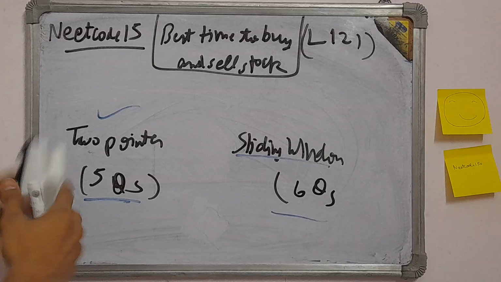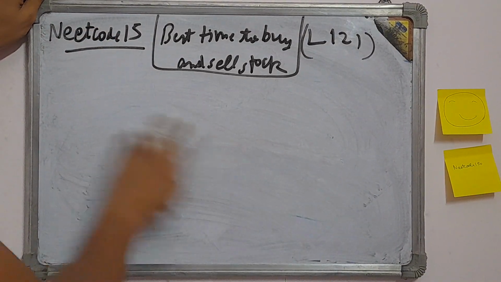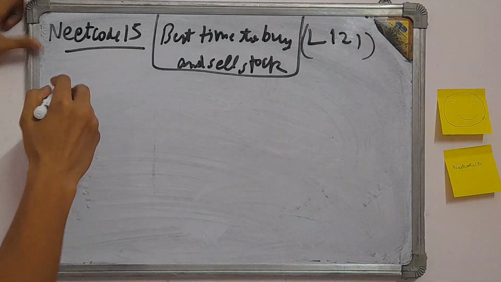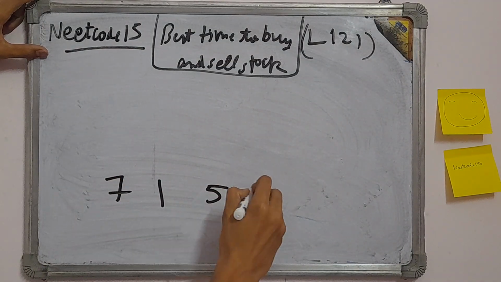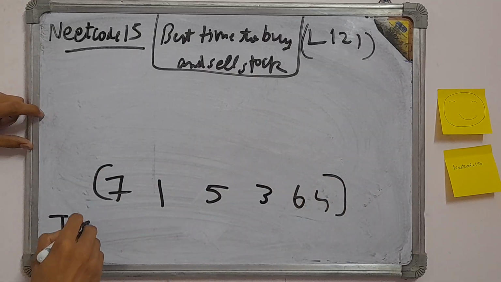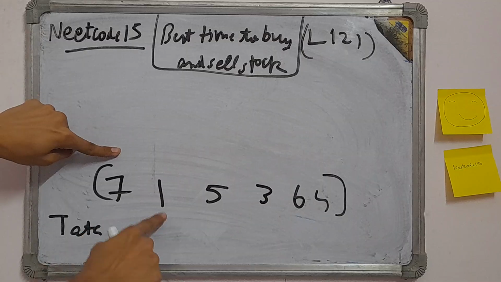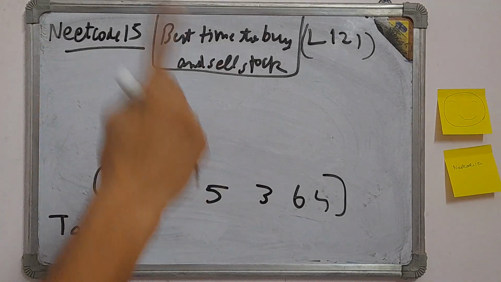So what does the question say? Best Time to Buy and Sell Stock. In the stock market, there are different prices every day for the same stock. Let's say we are given an array which is 7, 1, 5, 3, 6, 4. Now let's say this is a stock. Let's say this is Tata stock. So on day 1 the price is 7, then day 2, day 3, day 4, day 5, day 6. Now we can buy at any point and sell at any point, only once.